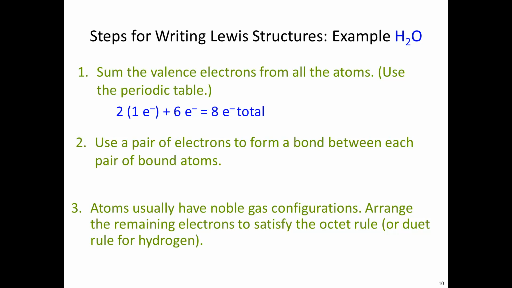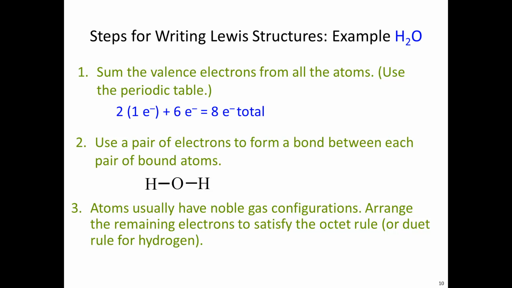For water, we would sum the total number of valence electrons at 8. Two times 1 electron for each hydrogen, plus 6 electrons for oxygen to give us 8 electrons total. We need at least a pair of electrons between each hydrogen and oxygen. Hydrogen can only have a duet of electrons, so we have now satisfied the duet on hydrogen. We've used 4 electrons, which gives us 4 electrons remaining.